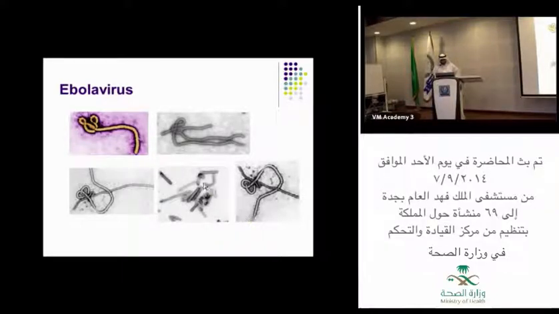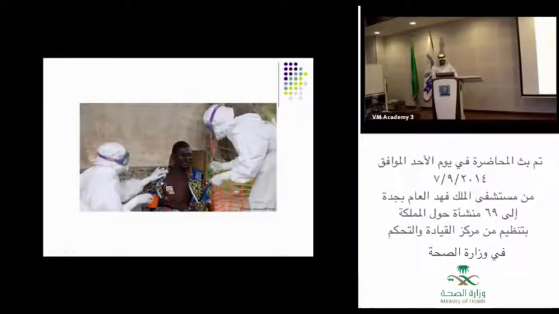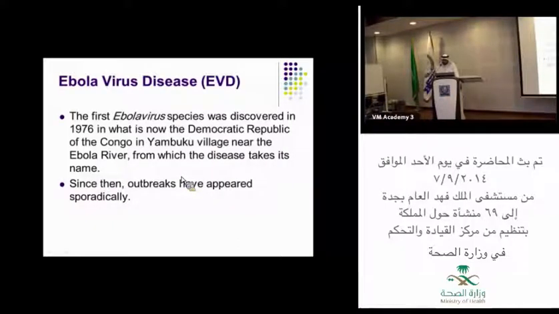This is how these viruses look. They are just like filaments. This is why they are known as Filoviridae or filamentous viruses. This is just one of the patients in Africa. This disease is known to be an African disease that was originally discovered in 1976 in what is now known as the Democratic Republic of the Congo, previously known as Zaire. This was where the first occurrence of this virus happened.